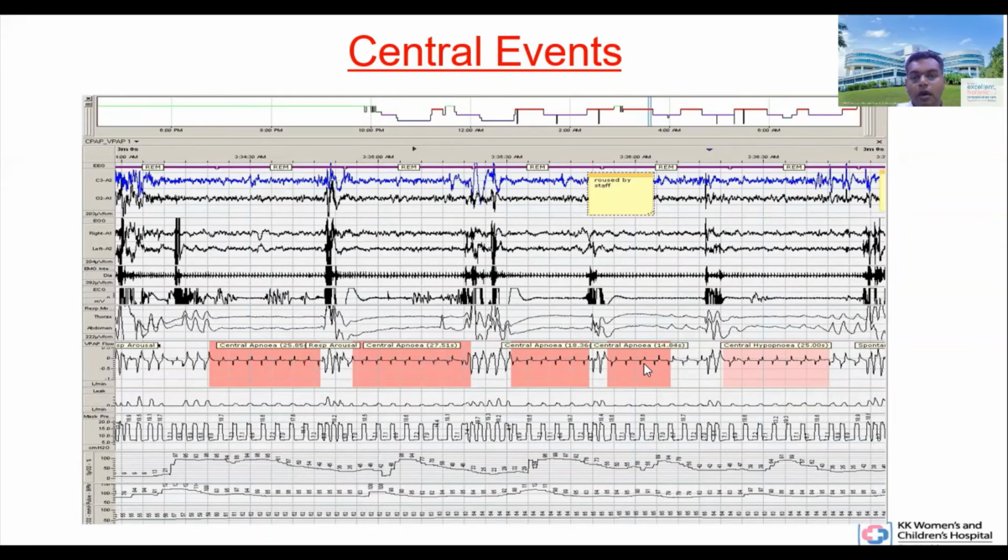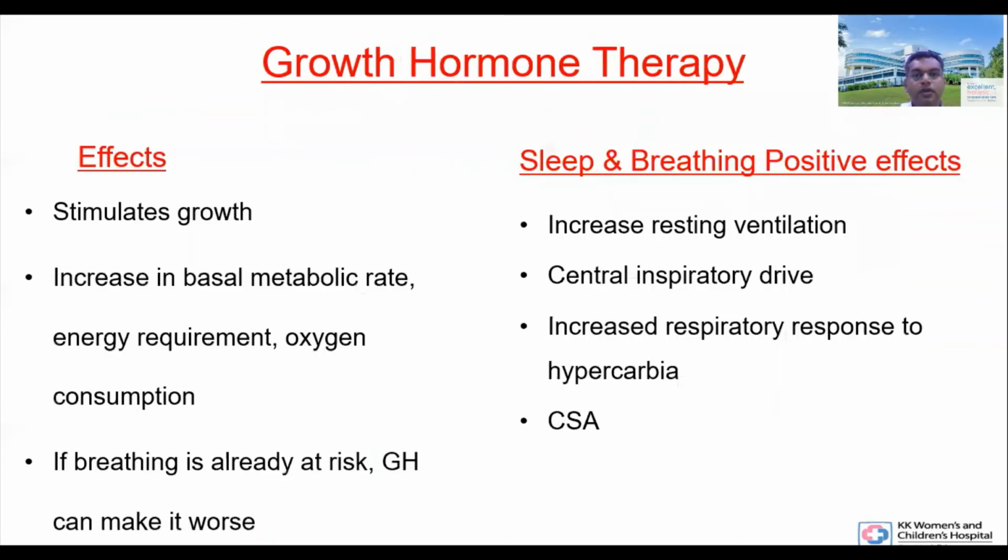So this is how a central apnea looks like, and some children can have very high numbers depending on the underlying abnormality. So when we come to the growth hormone therapy, how does it work? It stimulates basically growth, it increases the basal metabolic rate, and your energy requirement is increased, oxygen consumption is increased. So it basically puts more stress and pressure on the body.